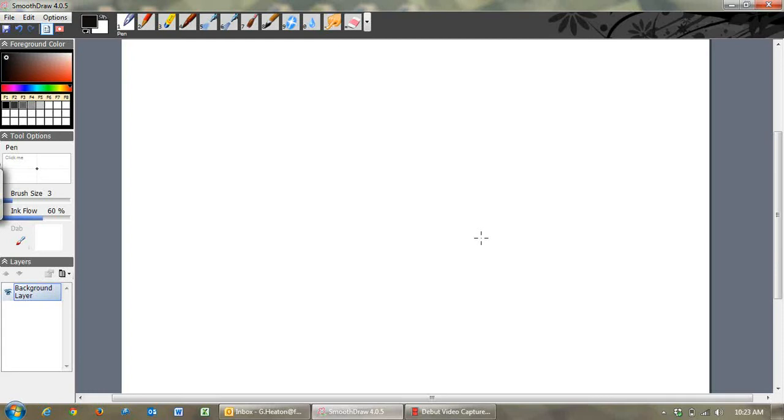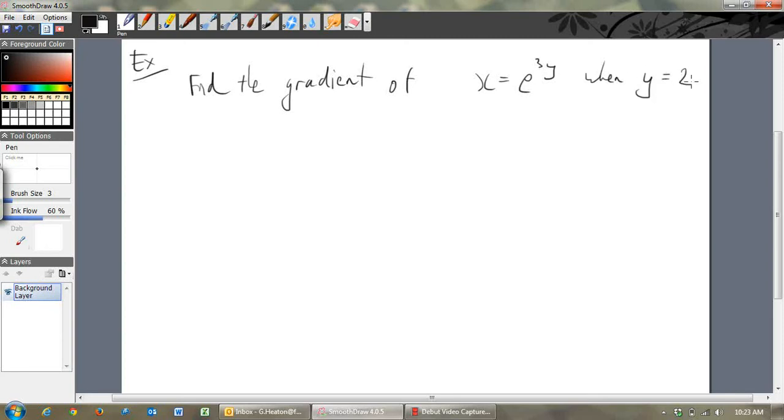Let's do a more tricky example. I'm just going to do this quickly. Actually, I just might move straight on to that. Find the gradient of x equals e to the 3y when y is equal to 2.